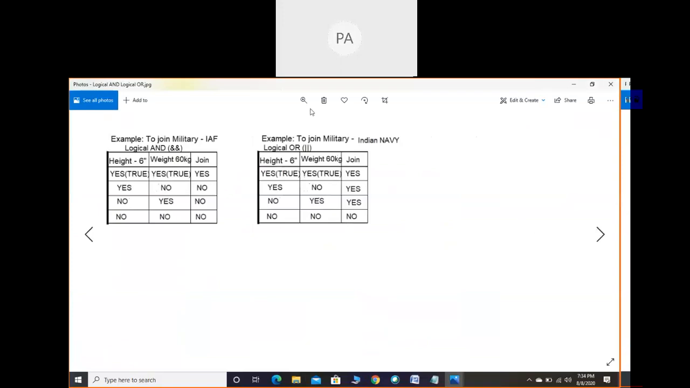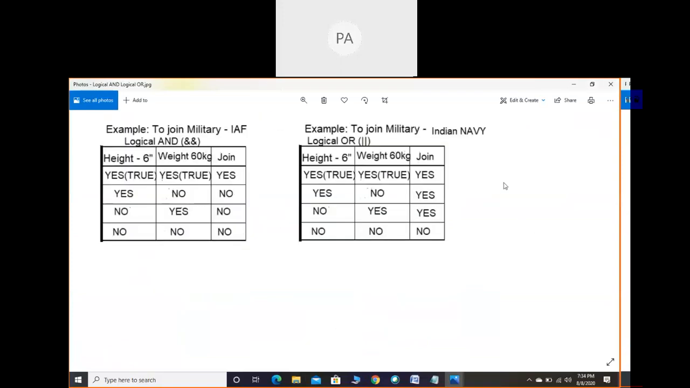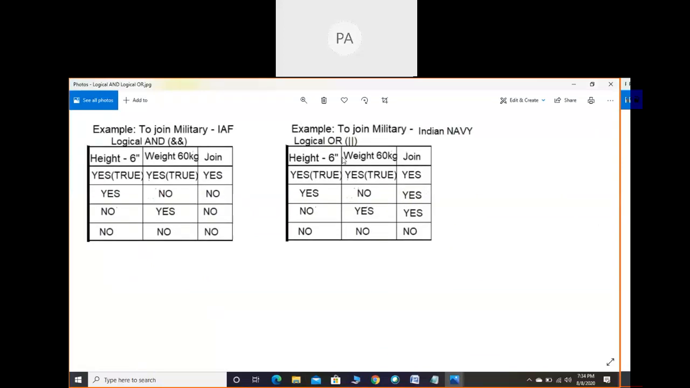See, again the same military example. If you consider it, you will understand better what I'm saying. You just go to the second part, the or part. In case of or, if they tell the rule that either height should be 6 feet or weight should be 60 kg, then he can join the army. Then you look at these possibilities.